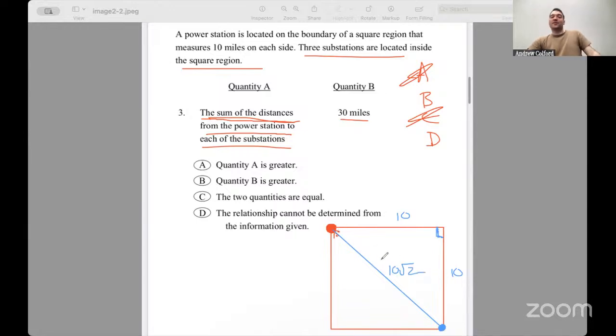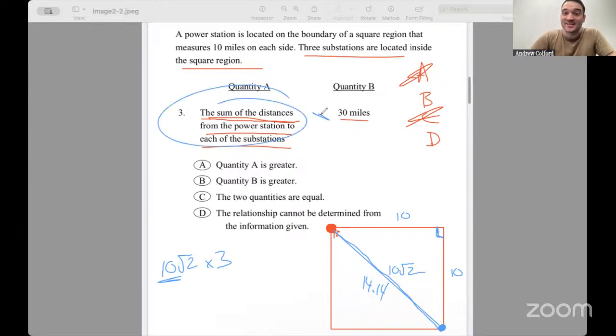And if all 3 power stations are that far away, or just a hair below that far away, that's going to be 10 root 2 times 3, which is greater than 30, right? Because I know 10 times 3 is greater than 30, so 10 root 2. Let's do an exact number here. I think it's 14 point something, right? Because the square root of 2 is 1.41, times 10, so 14.14. If each power station is 14.14 away, then the sum of the 3 is going to be greater than that. And I have found a case disproving the first one.